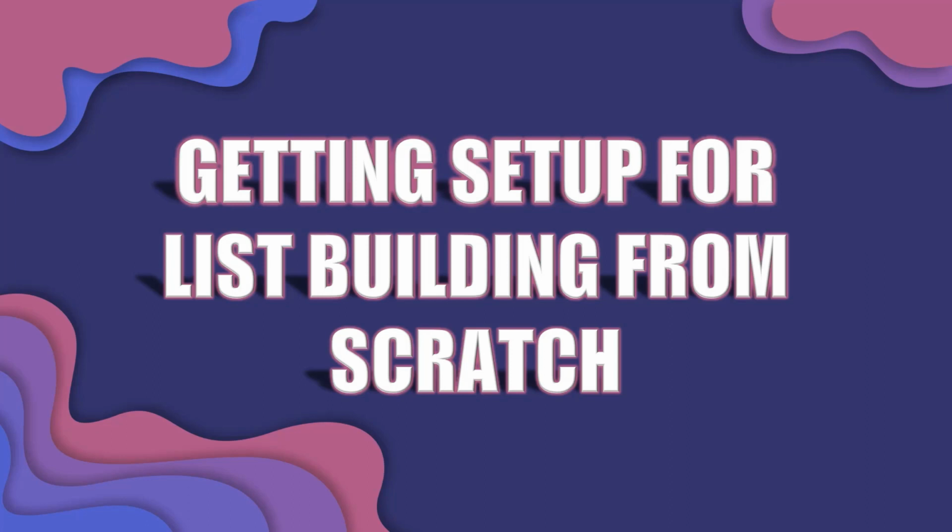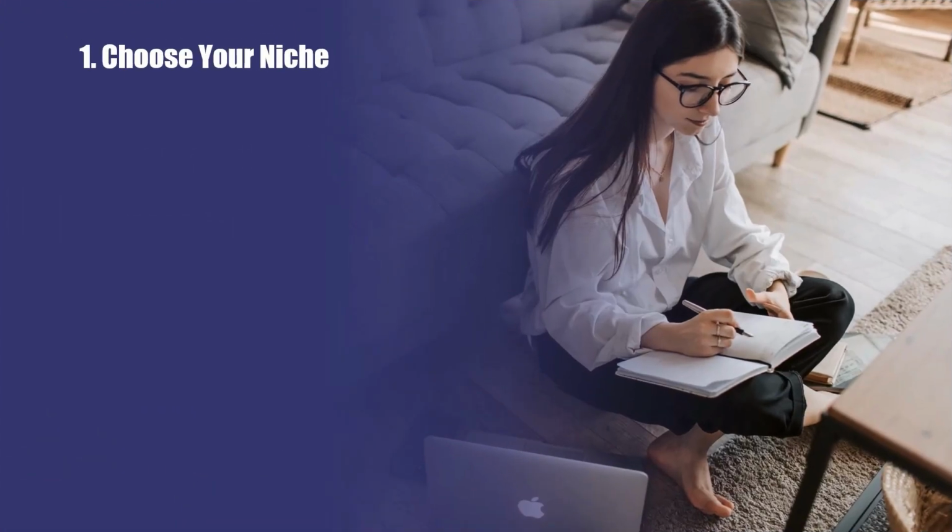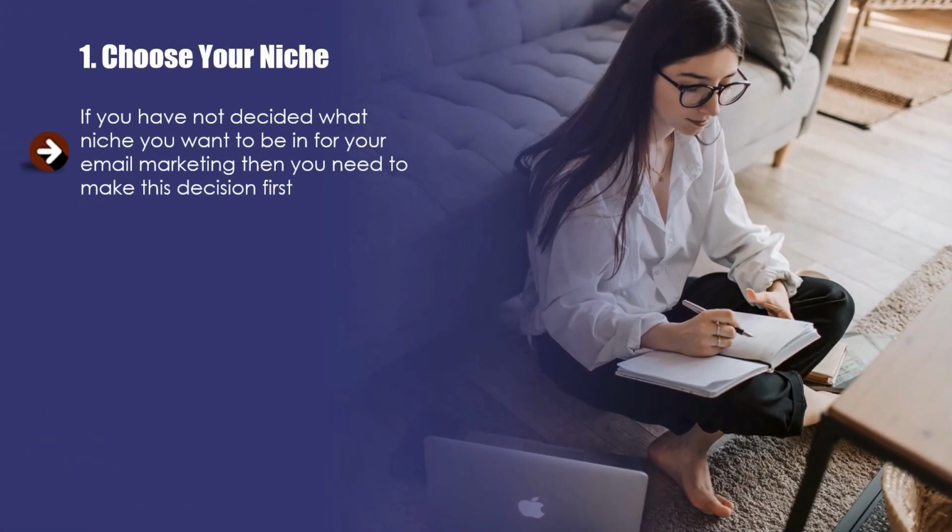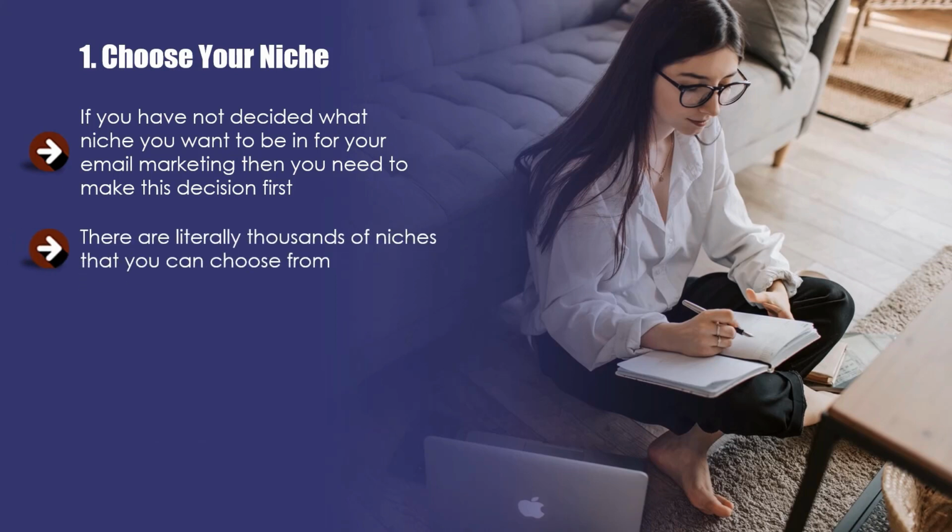These days, it is very easy to put everything in place that you need to do this. 1. Choose your niche. If you have not decided what niche you want to be in for your email marketing, then you need to make this decision first. For those of you that already know what niche you want to be in, you can skip this step. There are literally thousands of niches that you can choose from.